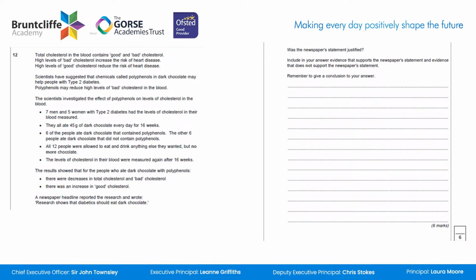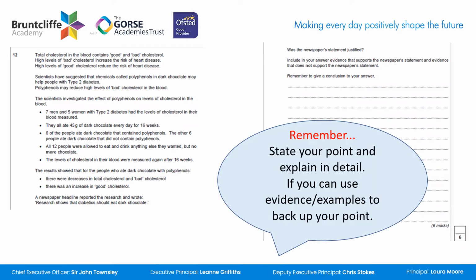So as we discussed on the previous slide, we are trying to create a balanced argument. To gain the 5 to 6 marks, we must give 2 points for and 2 points against. And remember to give a conclusion or an opinion at the end. So in summary, it is always important to state your point and explain in detail. If you can, use evidence or examples to back up your point. You are asked clearly from the information given.